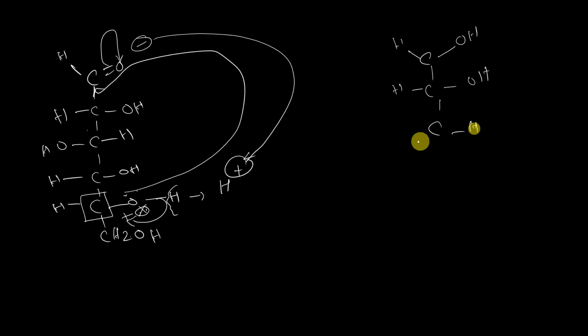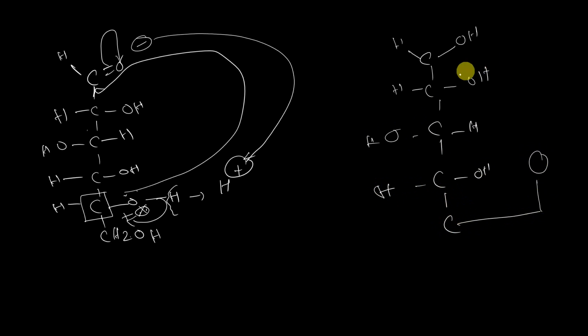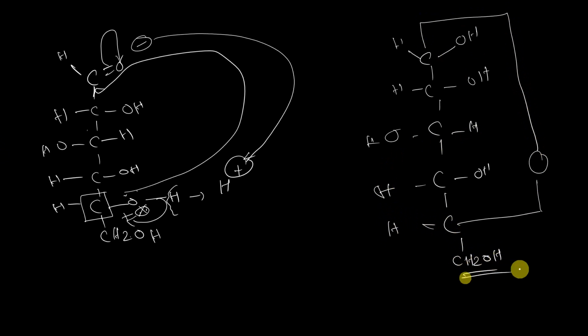C H O H C O H H. The fifth carbon atom has taken part in the reaction, so the fifth carbon atom has given its electron to the carbonyl carbon. So it will be bonded like this, H and CH2OH. So this is the final cyclic structure, right?